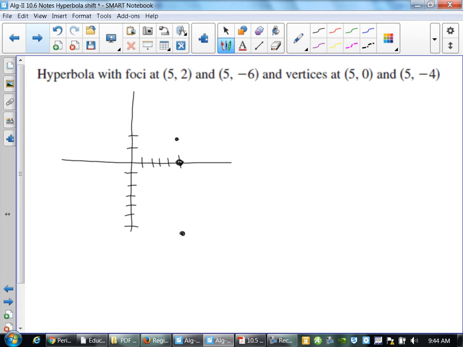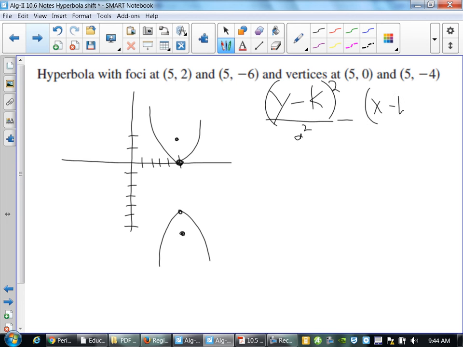Vertices here. So it's got to do that. Your vertex always looks at the focus. So we know it's got to be a y² hyperbola. So I know it's got to fit in the form y minus k quantity squared over a squared, minus x minus h quantity squared over b squared, equals 1.